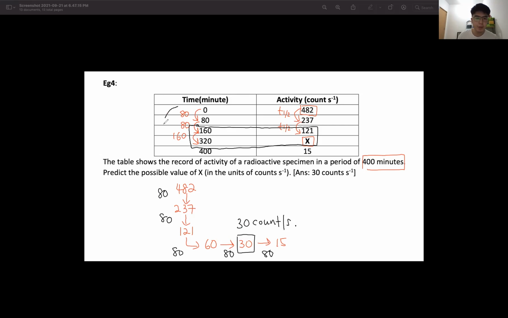Because the time is 320, right? So 1, 2, 3, 4. It should be 4 half-lives. You get 320 minutes. So meaning that X is the 30 counts per second. 30 counts per second. That is my answer.